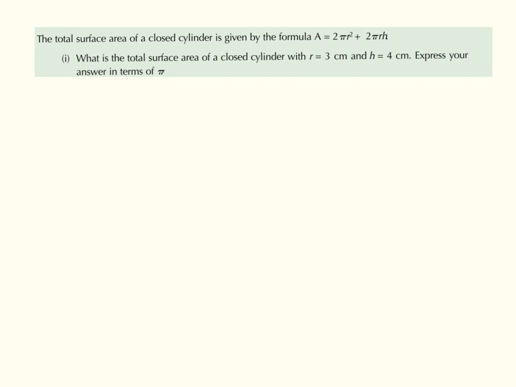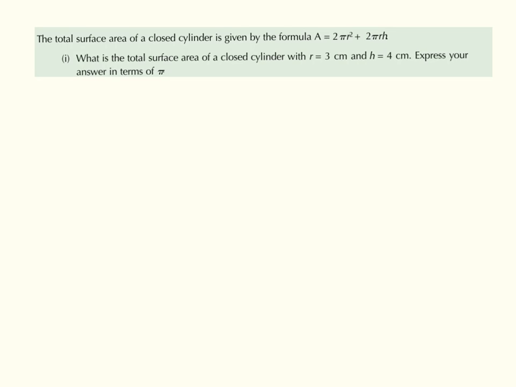Okay, so the first part of this question. The total surface area of a closed cylinder is given by the formula A equals 2 pi r squared plus 2 pi r h, and A obviously stands for the surface area. So what is the total surface area of the closed cylinder if r is equal to 3 centimetres and h is equal to 4 centimetres? Express your answer in terms of pi.